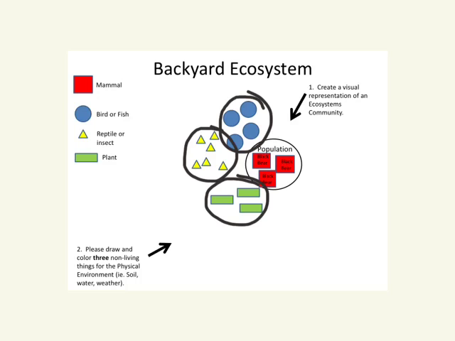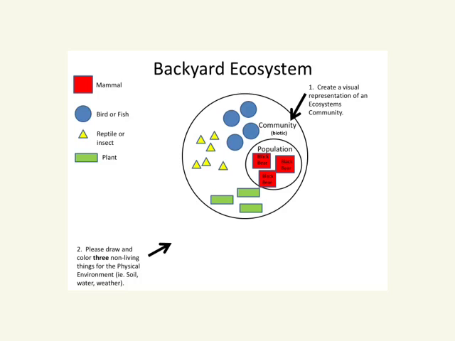Now, what do we do when we circle the whole thing? When we circle the whole thing, it should be called a community. Now, the community is all of the biotic factors in that ecosystem all put together.